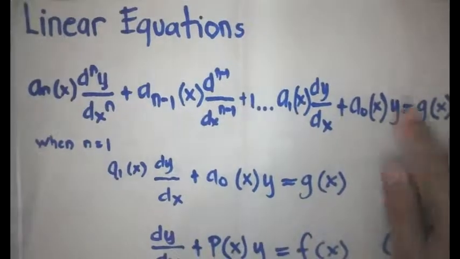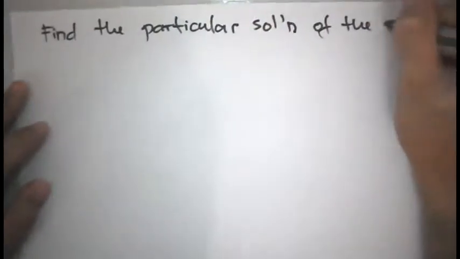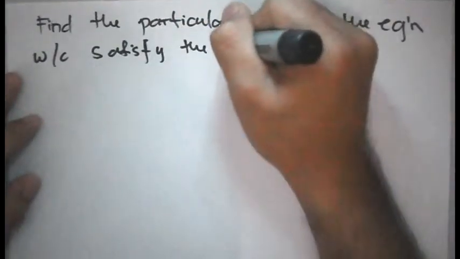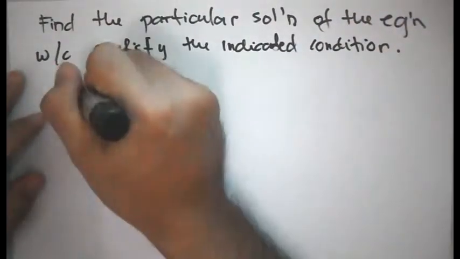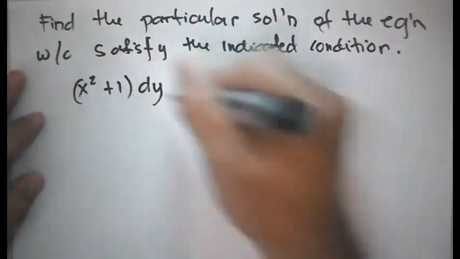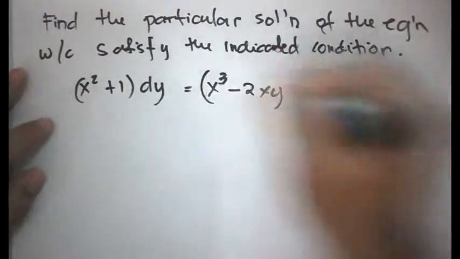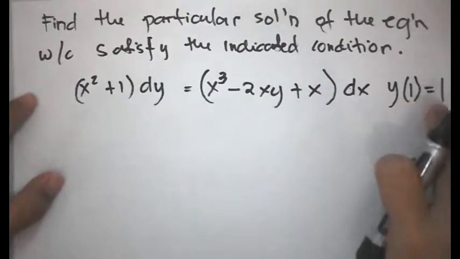So now let's go to the problem of linear equation. So first, find the particular solution of the equation which satisfies the indicated condition. So (x squared plus 1) dy is equal to (x cubed minus 2xy plus x) dx, with the initial condition y(1) equals 1, which means that x is equal to 1 and y is equal to 1.